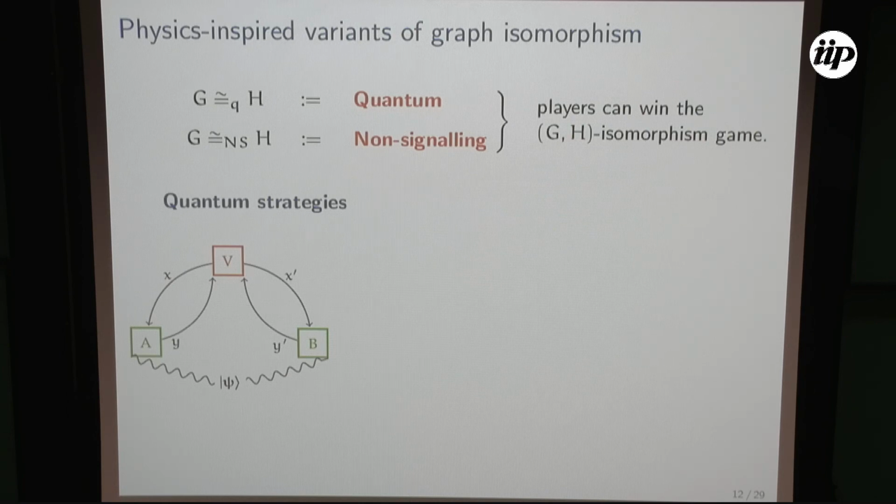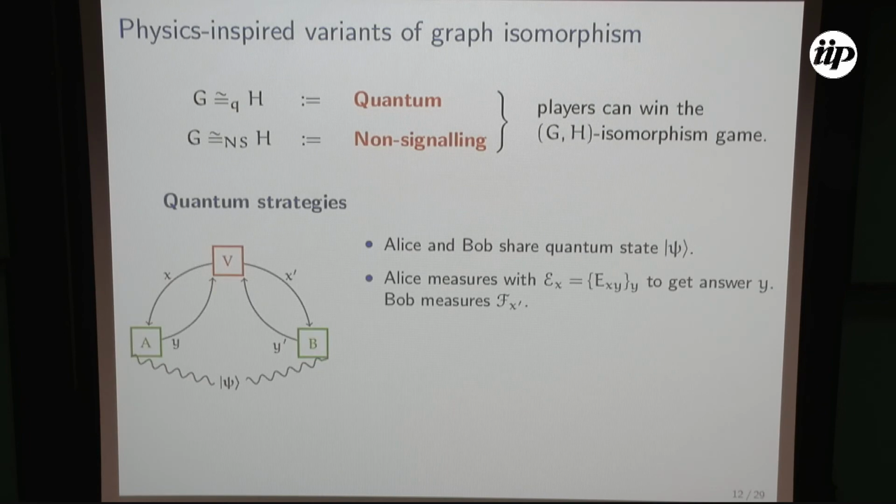The way we can specify a quantum strategy is by a shared quantum state and some measurements that Alice and Bob perform upon receiving X and X prime. They can use these measurement outcomes to help them win the game. Without loss of generality, we can assume that the measurement outcomes are simply given by vertices of the graph. So Alice and Bob receive X, perform the measurement E of X or F of X for Alice or Bob, and then respond with the classical outcome that they got as a result of their measurement.